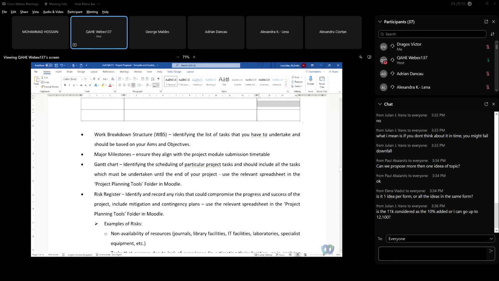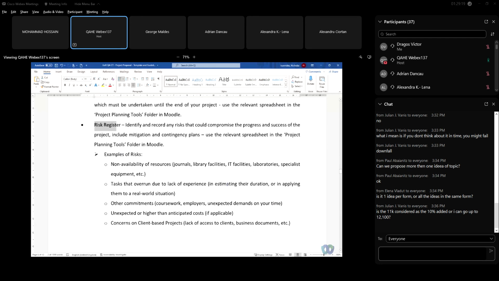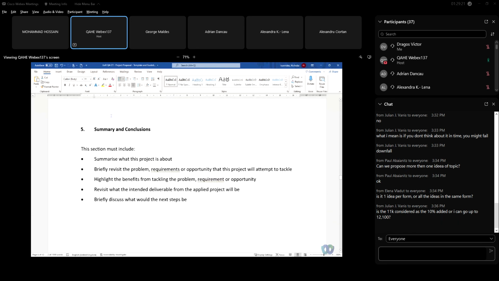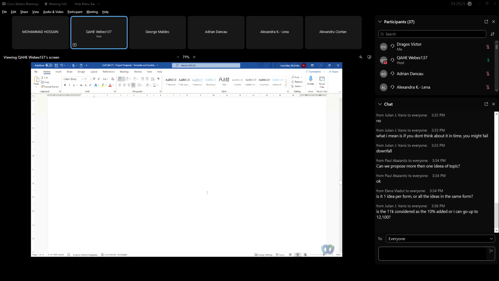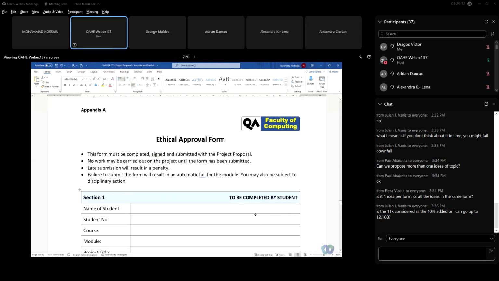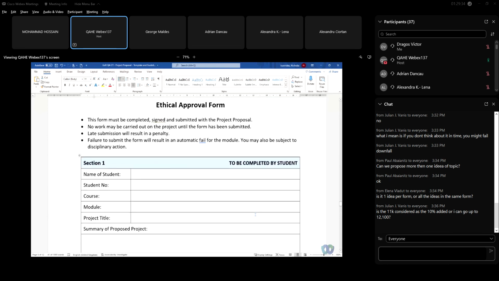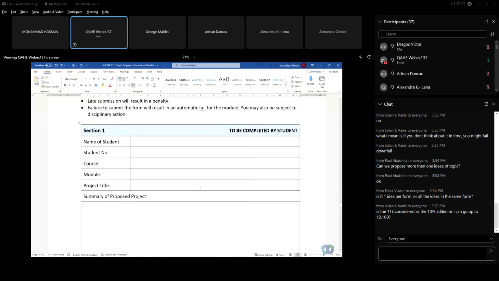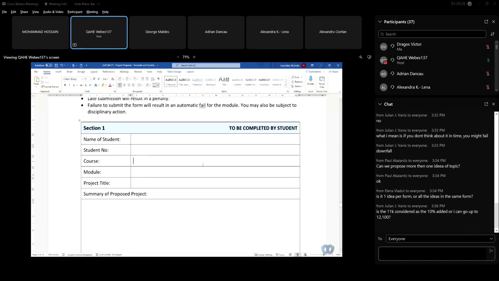Then you do your work breakdown structure. We will talk about it on week 6, I believe. Milestones, Gantt chart, risk register. So you need to include these things, right? And then summary section must include all these things, right? And here is your references using Harvard referencing and the ethical approval form, which we will talk about next week. Your name, your ID, the course that you're studying, the module, and your title for the project.